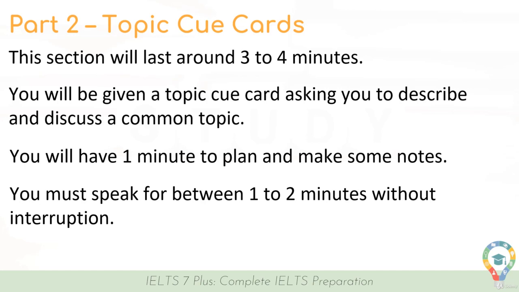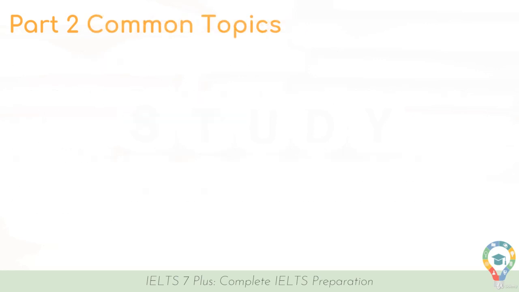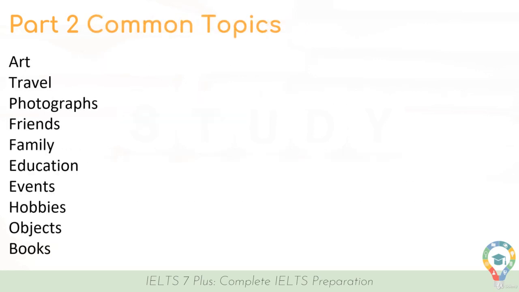So let's take a look at some of the common topics that may come up in part 2. It could be anything from art, travel, photographs, friends, family, education, events, hobbies, asking you to describe an object, or also discussing books. Now, this is only a small selection of the topics that could come up, and I advise that you try and find more example answers on the internet, and also you'll be seeing some in this lesson. Let's take another look at what a topic cue card looks like.